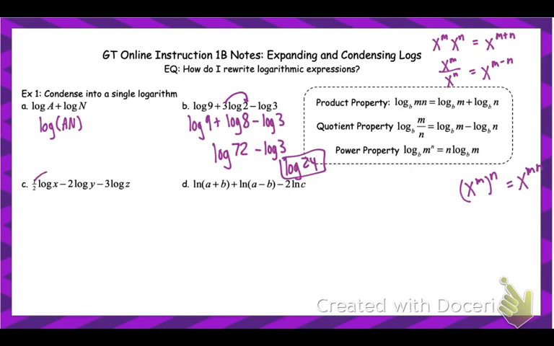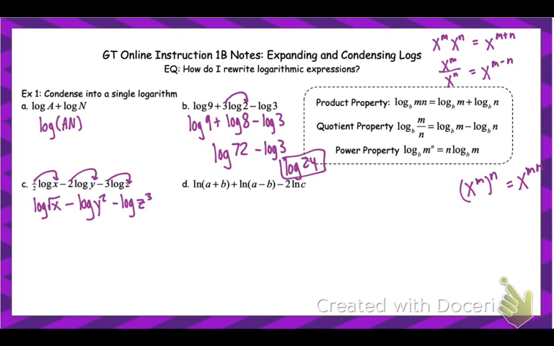All right, so 1/2 becomes an exponent, 2 becomes the exponent on the y, 3 becomes the exponent on the z. So this becomes log of x to the 1/2. Now remember, x to the 1/2 power does mean the square root of x. Then this becomes log of y squared. This becomes log of z cubed.